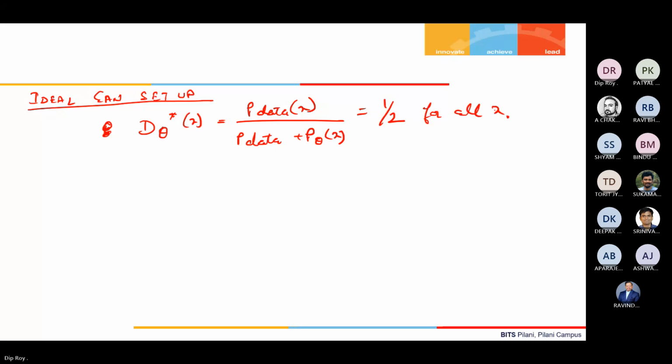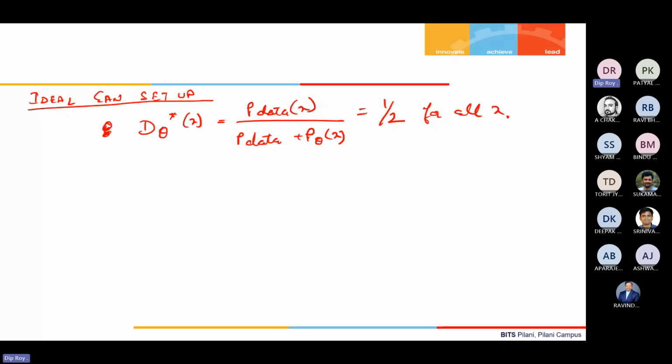So in an ideal GAN setup, when the generator becomes perfect, that means it is sampling all the correct samples, and my discriminator is no longer able to distinguish it. What happens is this particular term is going to be equal to half. Why? Because it is nothing more than a random chance, right?